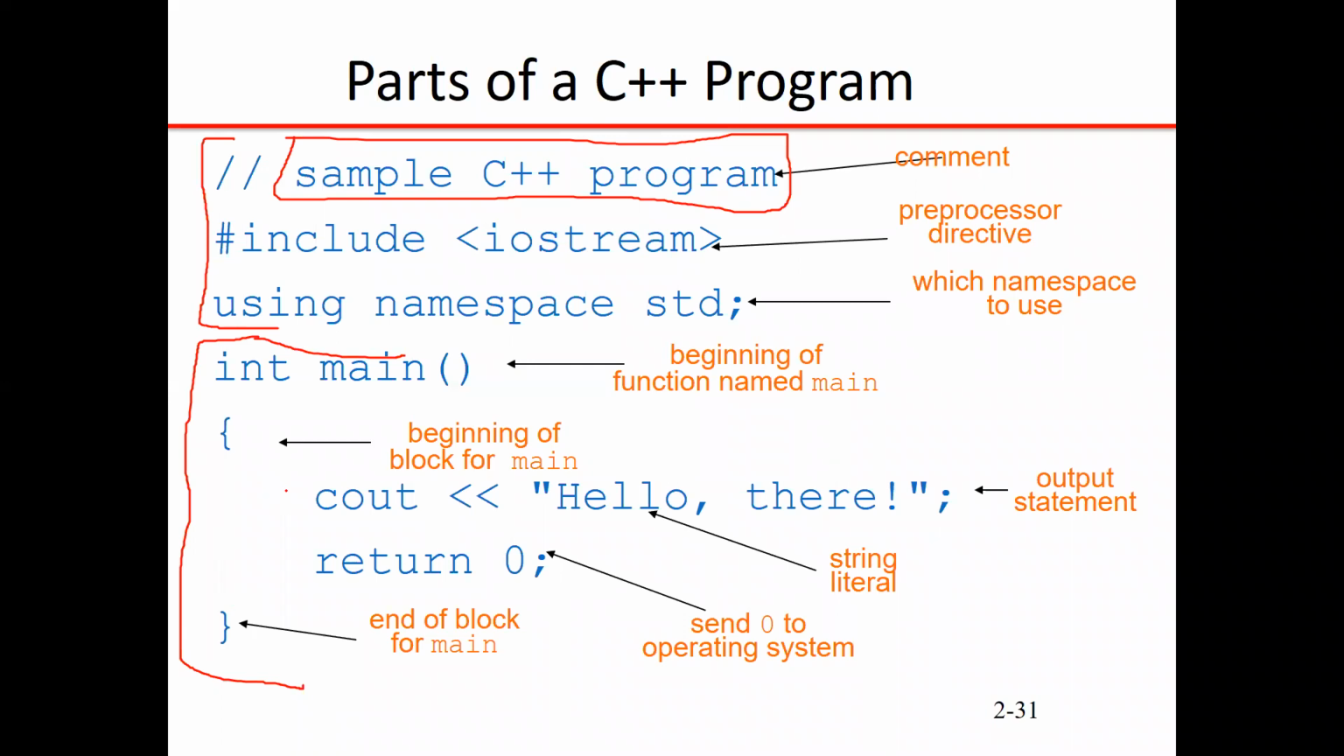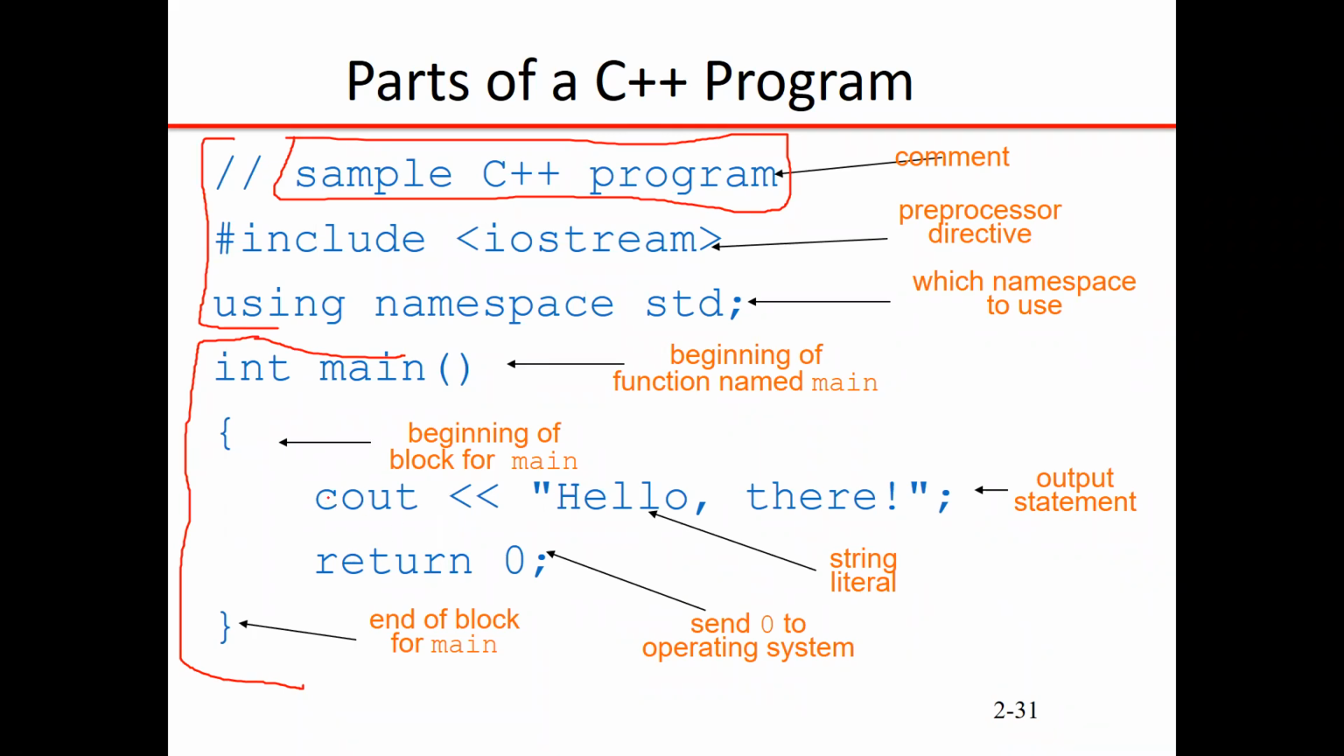Every C program must start with int main and brackets. This bracket may contain some parameters. I will describe that parameter later on, but initially you can write int main with blank brackets. Then your program must have a starting brace and an ending brace. So this is the structure of a program. Your program must begin with int main and comprise a pair of braces. In between the braces, I have several things.